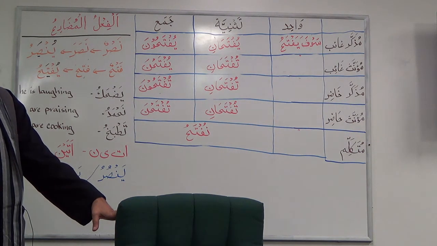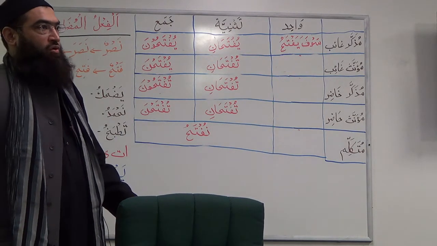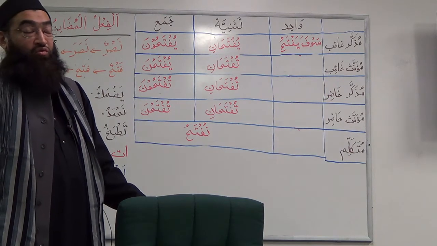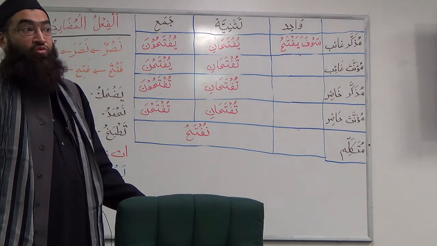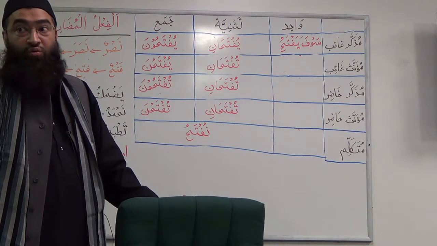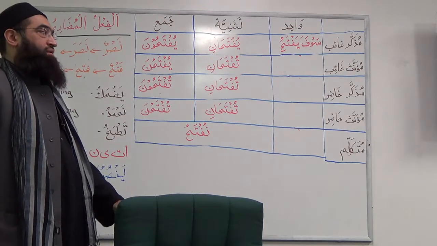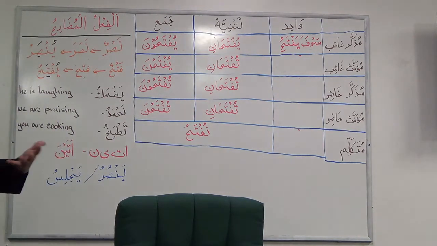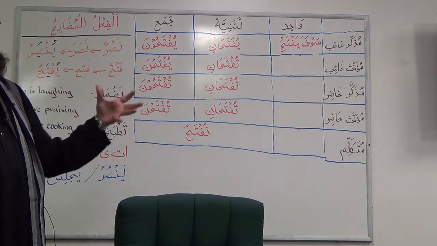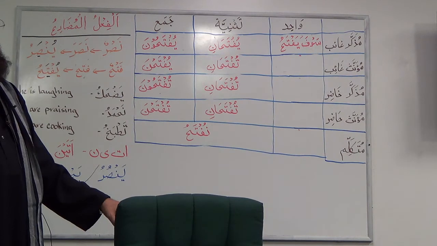So this is ألهاكم التكاثر, right? ألهاكم التكاثر حتى زرتم المقابر كلا سوف تعلمون ثم كلا سوف. So you will ستعلمون, you will find out. All of you will find out. You will come to know. Alright? So what benefit did all of this running around and accumulating wealth, what did it benefit? You will come to know on that day.